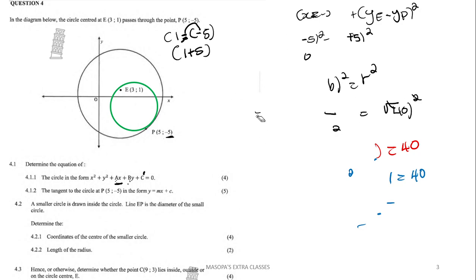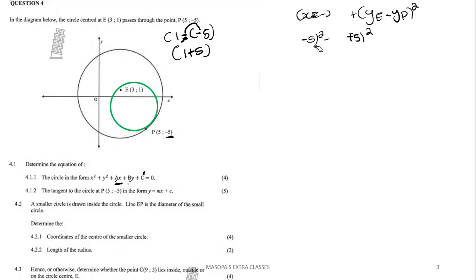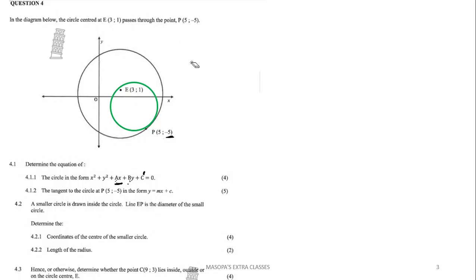Now it means that you must look for the gradient of the radius, and then look for the gradient of the tangent. Then from there you substitute the values that are in the tangent to get the equation of the tangent. That's cool, isn't it?